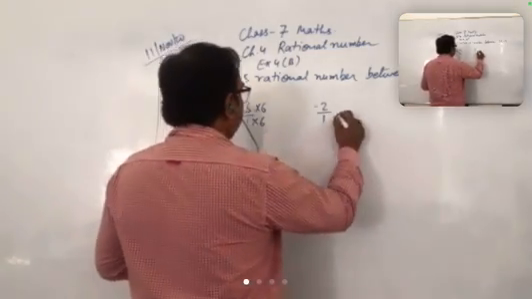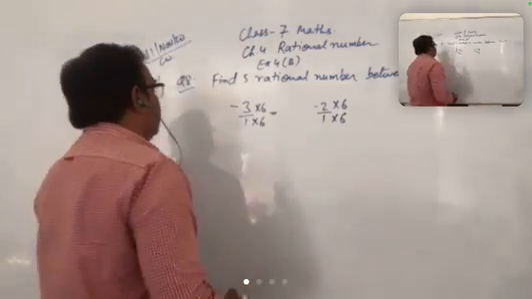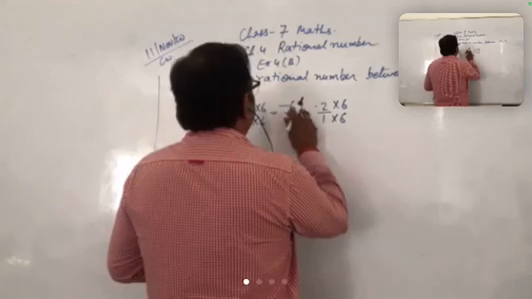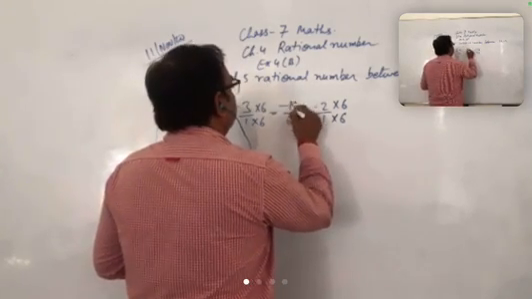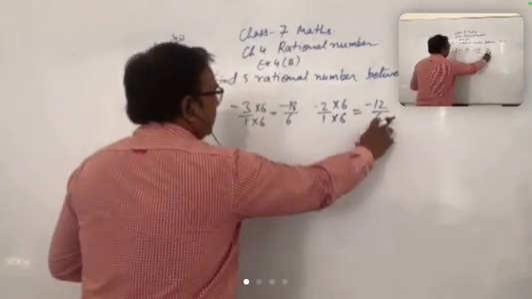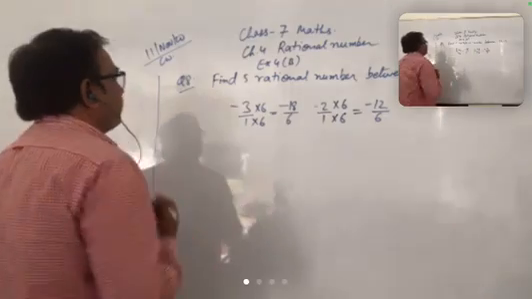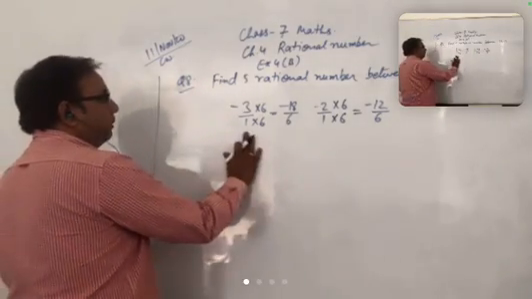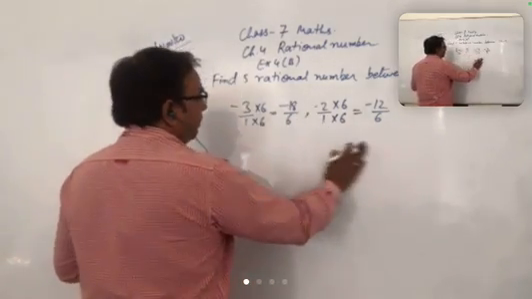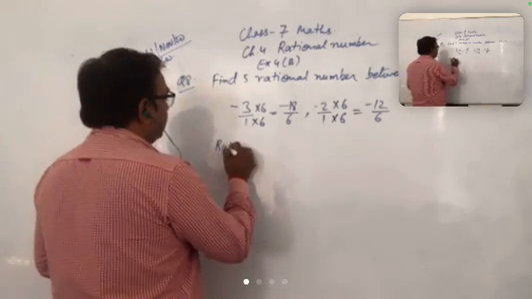Clear? And if you check your answer at the back, the answer may be different, so don't worry about that. So sorry, -3 times 6 is -18 upon 6 and this is -12 upon 6. Now -3 upon 1 times 6 and -2 upon 1 times 6, we get -18 upon 6 and -12 upon 6.